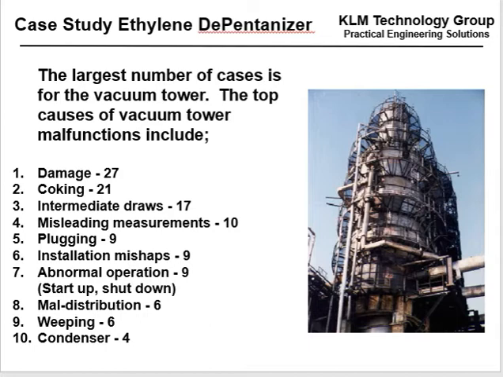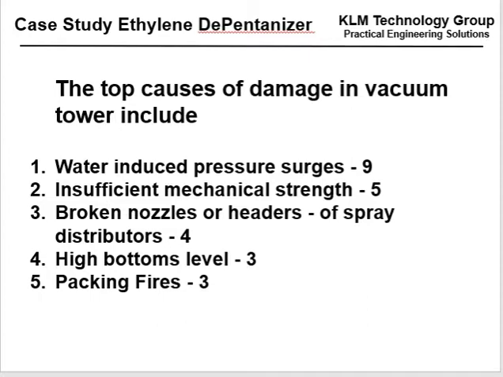Damage, 27. Coking, 21. Intermediate draws. Misleading measurements. Measuring is harder than you would guess. Plugging, installation mishaps. There's been many installation mishaps. Abnormal operations, startup and shutdown. Over 50% of the damage happens on startup. It's very important for you to understand startup. Maldistribution, weeping, and condensers.